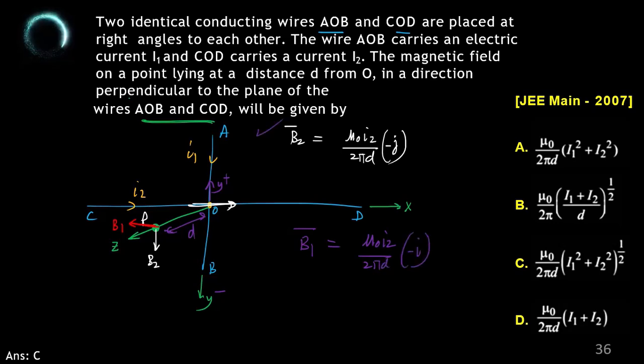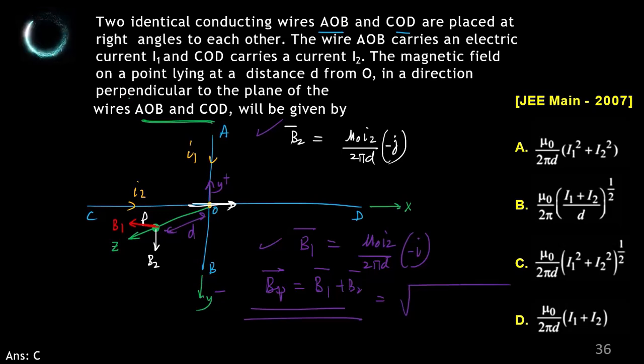So the net magnetic field at point P should be the vector sum of B1 plus B2. You are asked to calculate the modulus of this vector, so square both the terms. Ultimately it should be equal to the root of I1 square plus I2 square, and the constant part is mu naught by 2 pi d. So that will be your answer: mu naught by 2 pi d times the root of I1 square plus I2 square. That is option number C, which is correct.